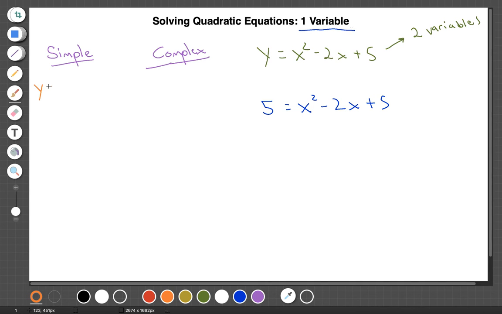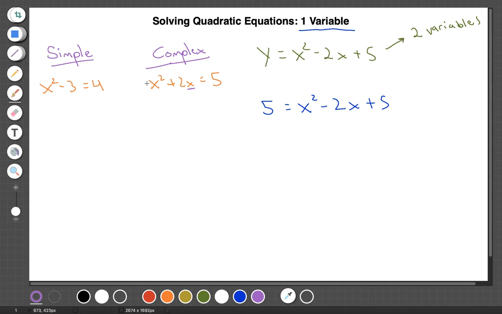So a simple quadratic, whoops, no, I put y equals. A simple quadratic might be x squared minus 3 equals 4, something like that. Whereas a complex one would be something like x squared plus 2x equals 5. And what makes it complex is this second x. So it's not just that there's two x's, it's that there's an x and an x squared. Okay. It would still be simple if this was 4x squared. That's still simple because all you have is x squared.